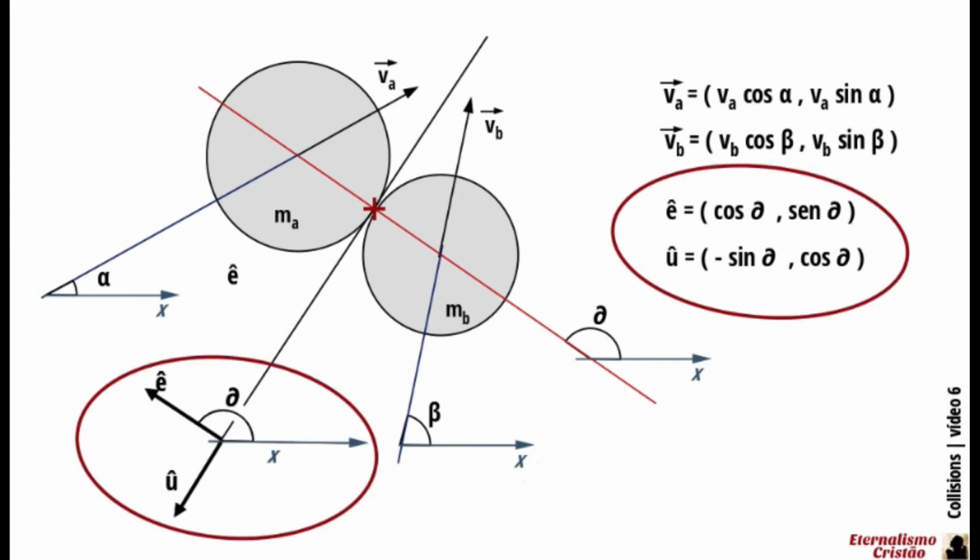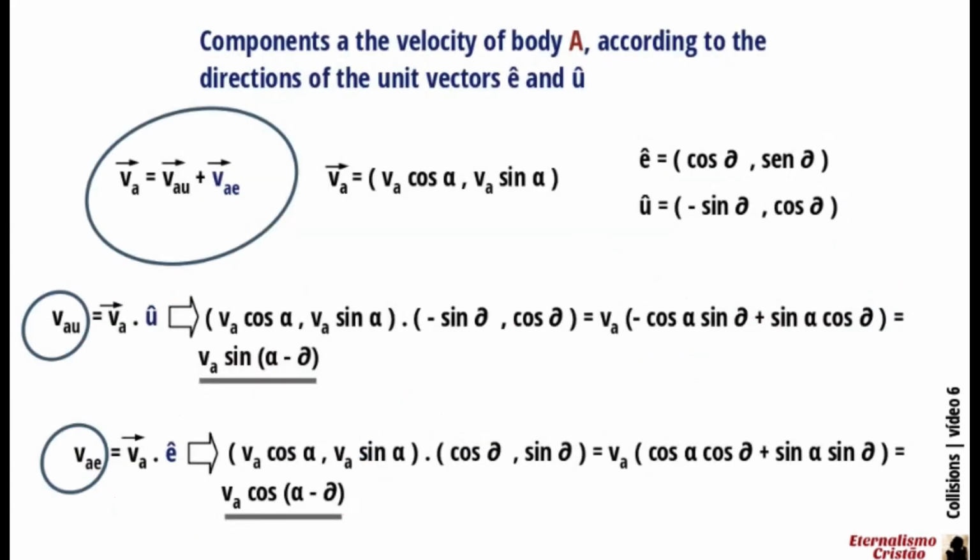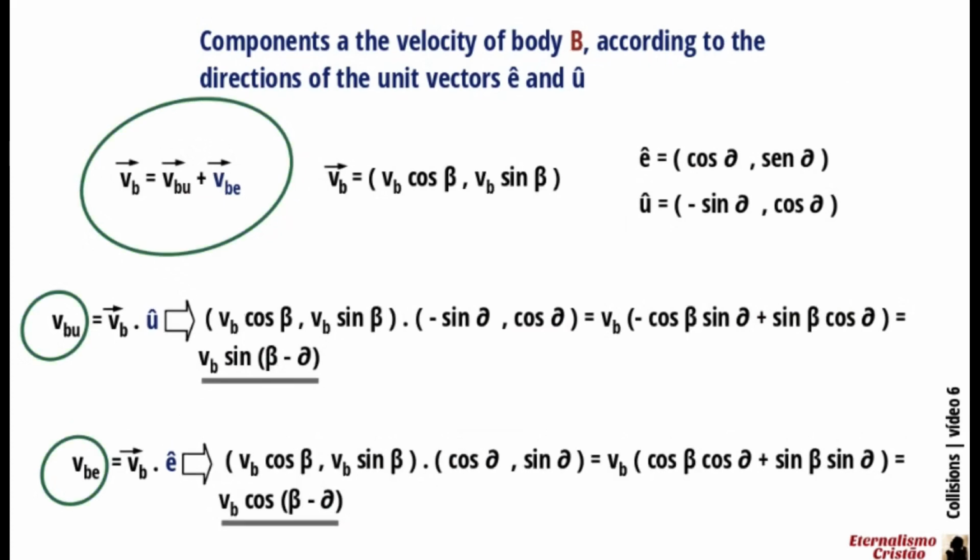Just as the unit vectors are defined, we now operate dot products in order to find the components of the velocities along the direction of the unit vectors, E and U. Notice the use of known trigonometric identities.